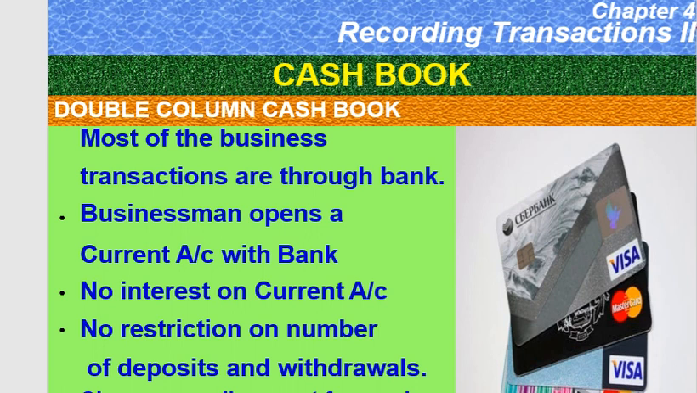In the simple column cash book, we learned that on the debit side one amount column will be there, and on the credit side one amount column will be there. In the double column cash book, there are two amount columns: on the debit side two amount columns and on the credit side also two amount columns. On the debit side, one cash amount column and another bank amount column. There also, on the payment side or credit side, there is one cash amount column and one bank amount column.